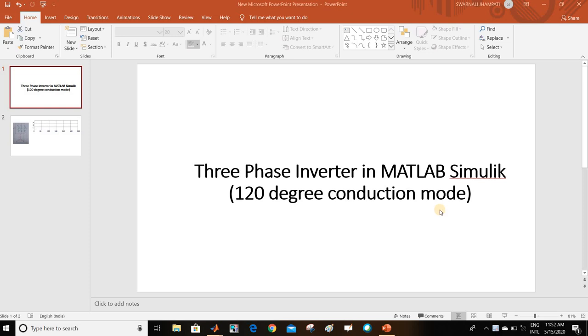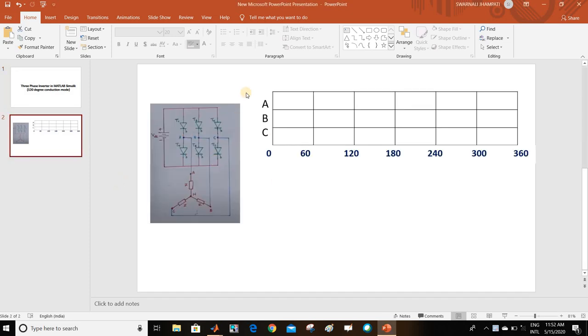So we will study the three-phase inverter in MATLAB Simulink for 120-degree conduction mode. Now if we move to the circuit diagram for the three-phase inverter, we can see three pairs of switches are there. As the inverter is three-phase, we are using a three-phase star connected load here. The three phases are named A, B, C.